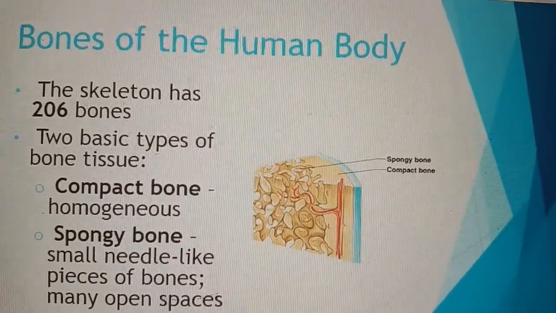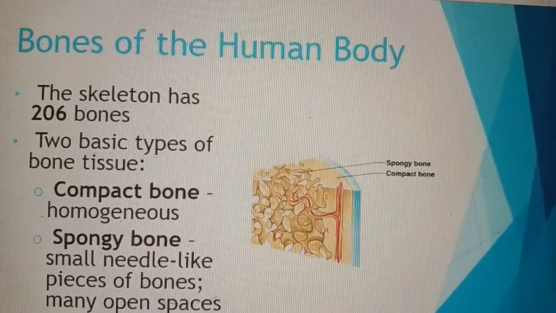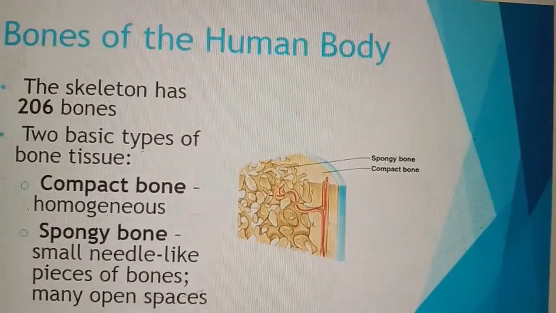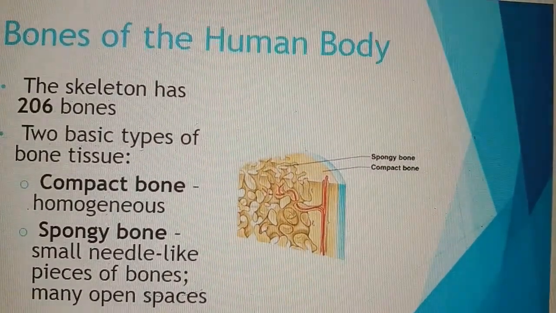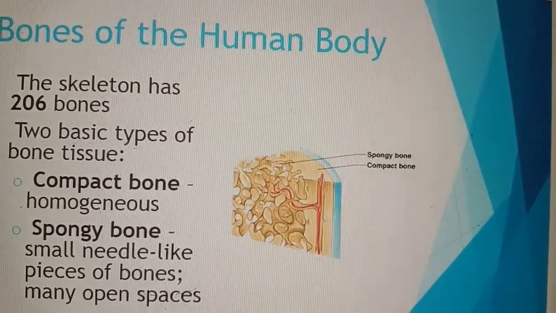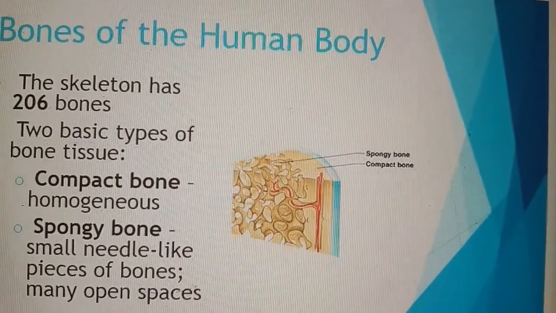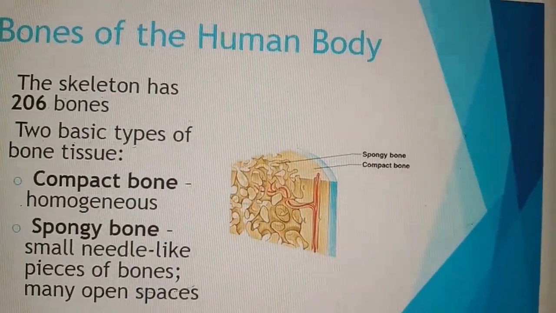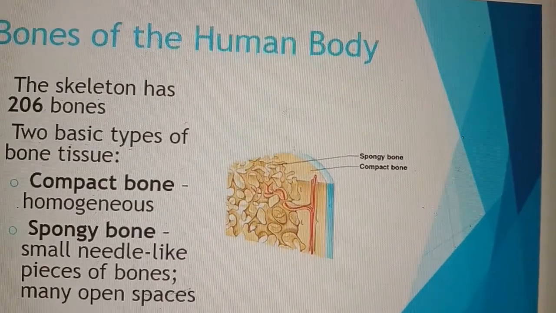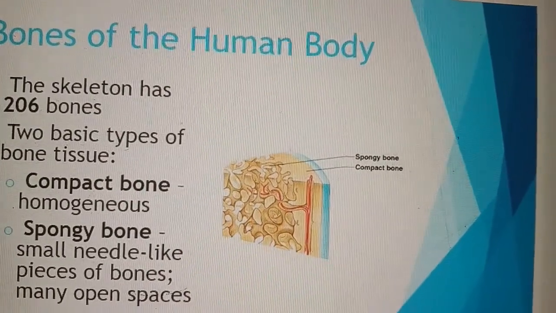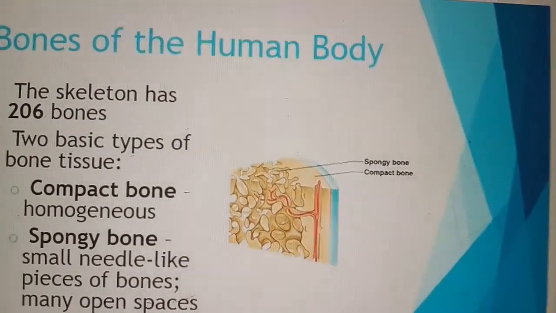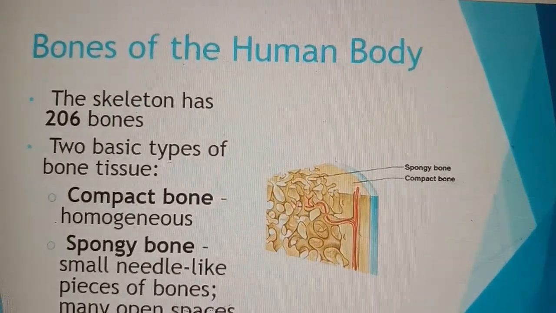And these bones are organs made of dense connective tissues, mainly tough protein collagen. Of course, the bones contain blood vessels, nerves, and other tissue. And these are hard and rigid due to deposits of the calcium and other mineral salts within their living tissues.